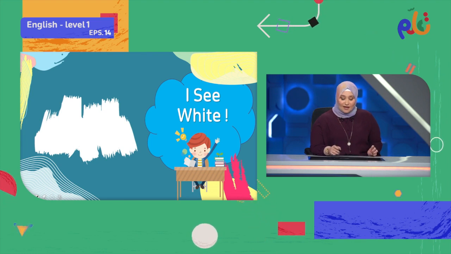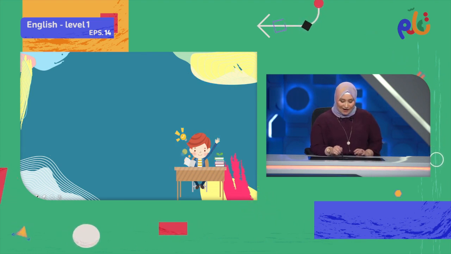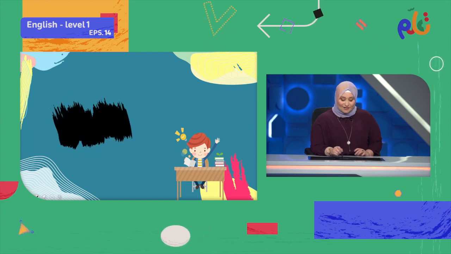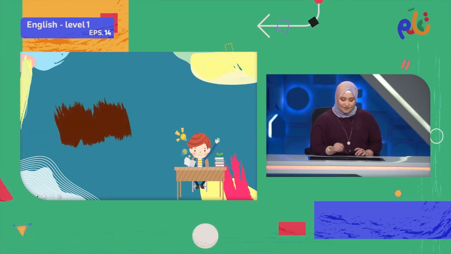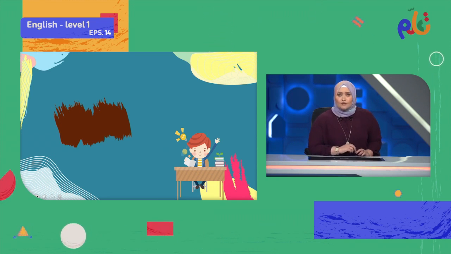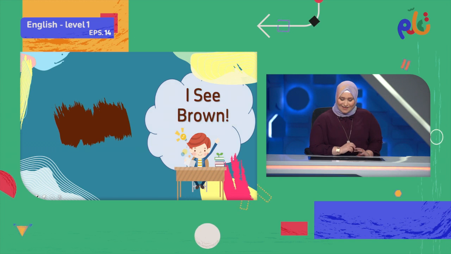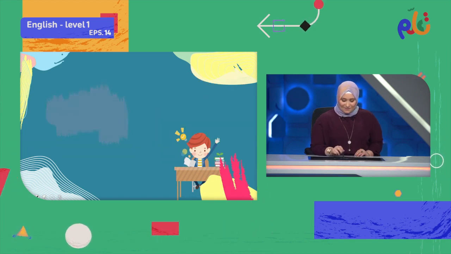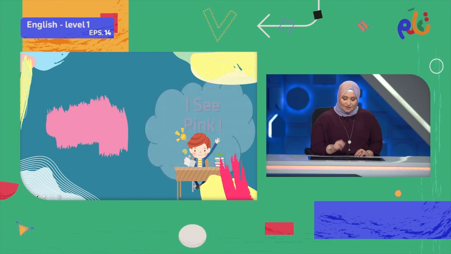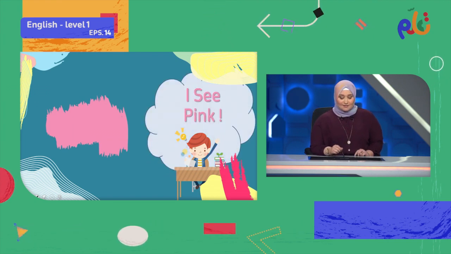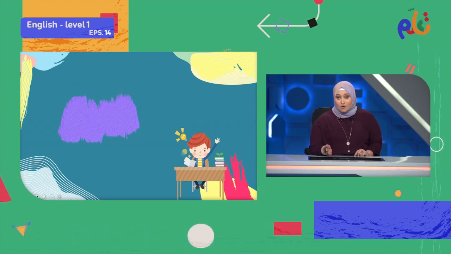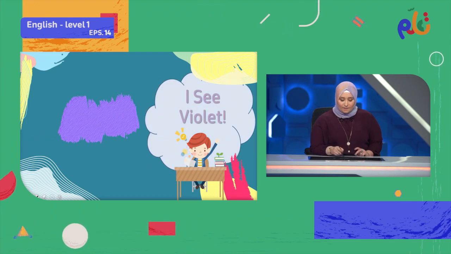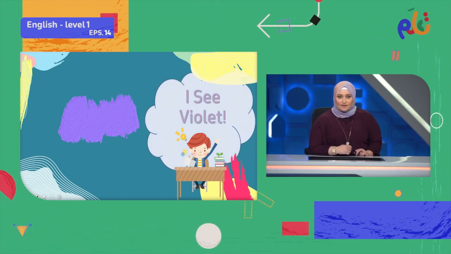Now, the following color we have is white. The second color is black. Let's see what's the following color. Yes, it is brown. And then my favorite, pink. Pink color. And then another color we could find in a rainbow is violet.